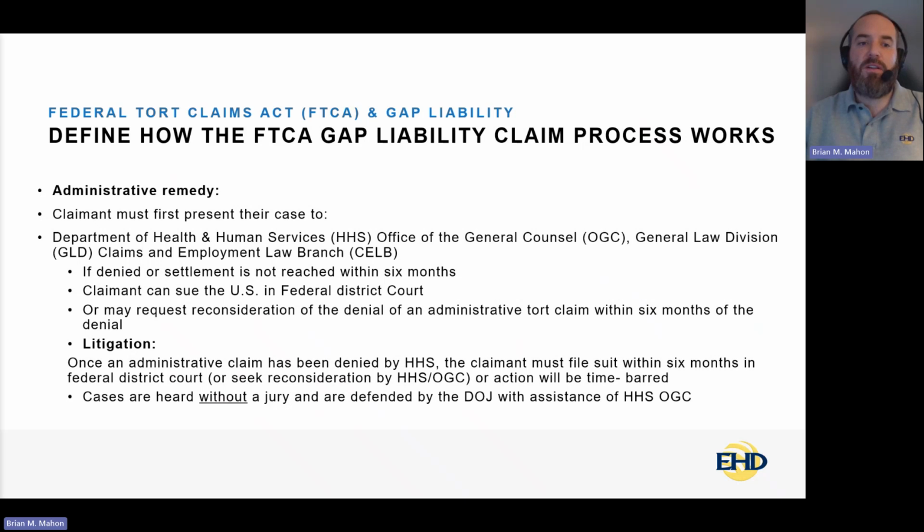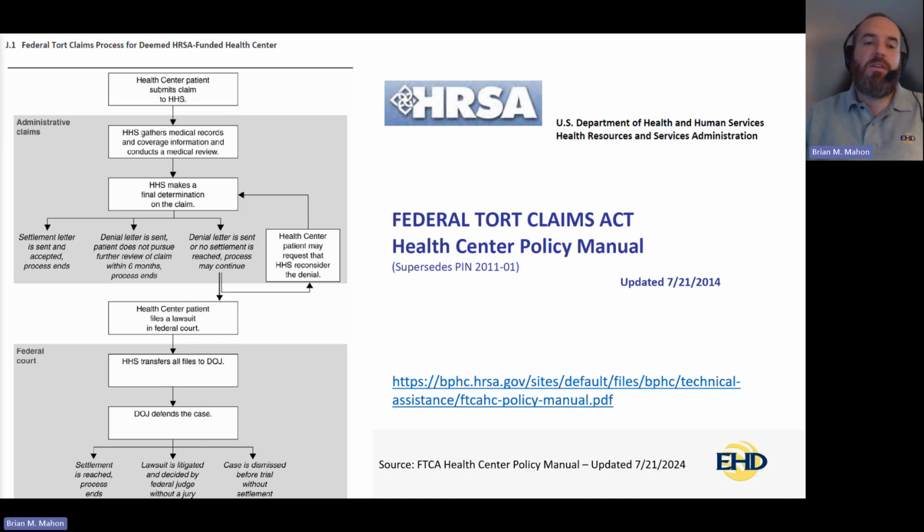But essentially, if a claimant wants to claim they were wronged by a physician or a provider of your medical center, they have to go through the Department of Health and Human Services, the Office of General Counsel, and go through their law division, and they have a special claims and employment law branch. It's a pretty long process. It takes about 6 months and can either get denied or accepted. And eventually it gets defended by the Department of Justice. So here's a chart that kind of flows through that.